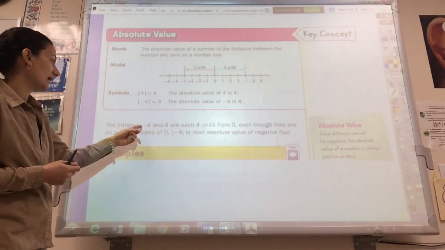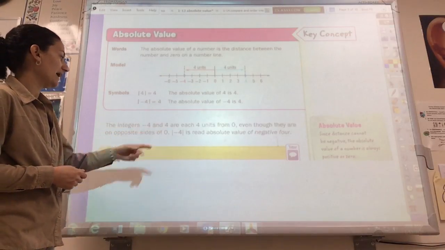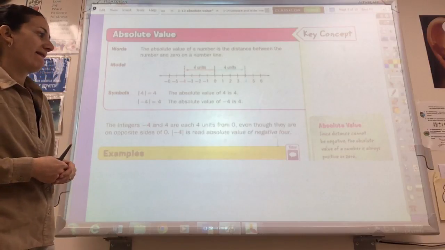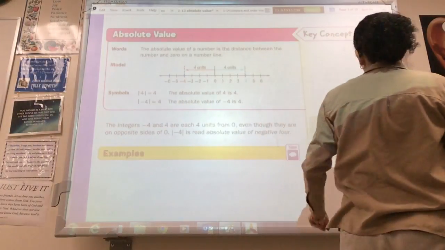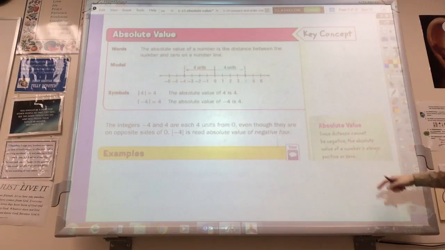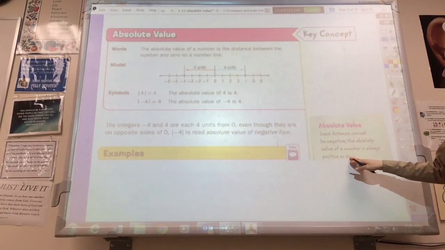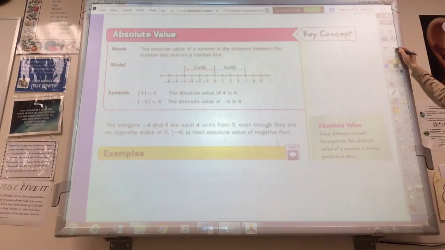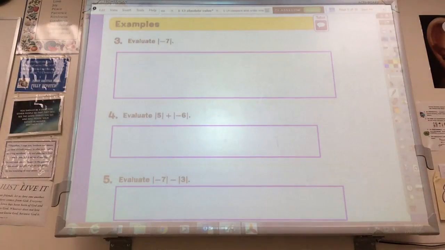So the absolute value of negative 4, or the absolute value of 4, is still going to be 4. Here's that note I was trying to tell you. Since distance cannot be negative, the absolute value of a number is always positive. The absolute value of 0 is 0, of course, because the distance between 0 and 0 is nothing. Let's take a look at some examples. Write these down.